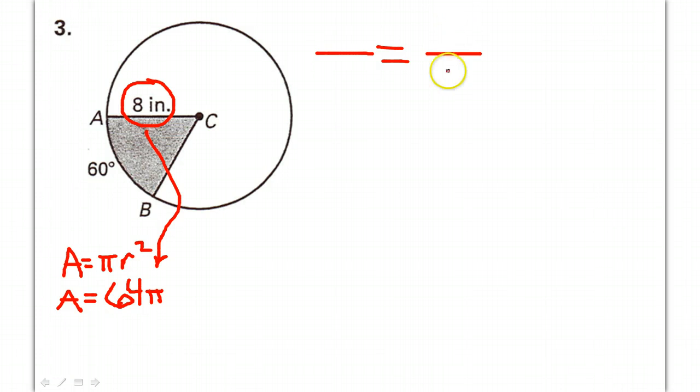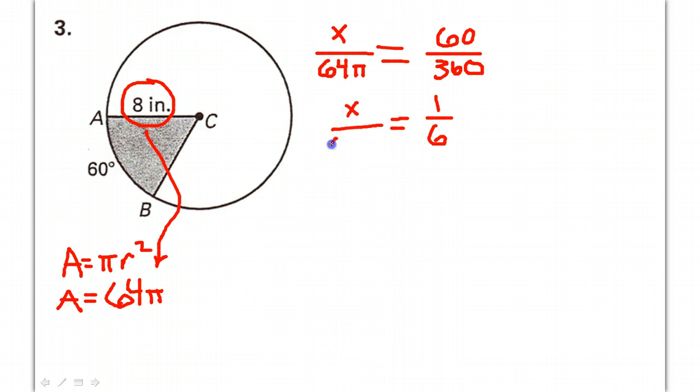Siobhan, what do I usually put on this fraction on the right-hand side? Yeah, 60 over 360. That's part over whole in degrees. Help me set up the left fraction. X over 64 pi. That's the partial area, which we don't know, divided by the whole area, which we just found. And then reduce the fraction: it's 1 over 6.